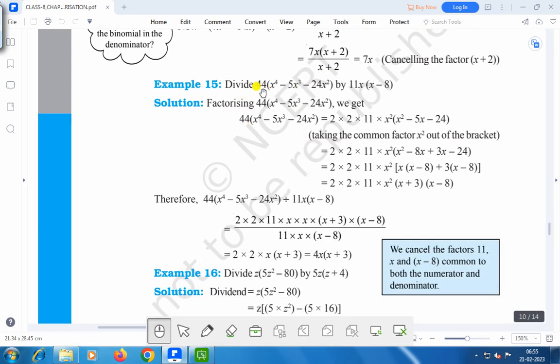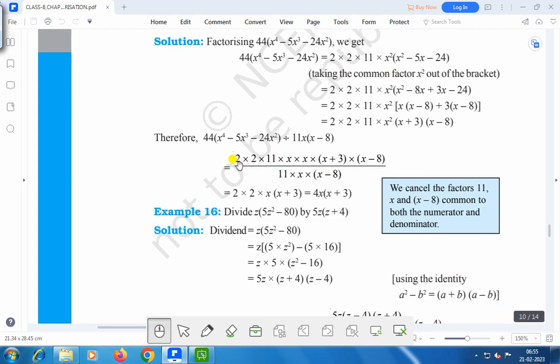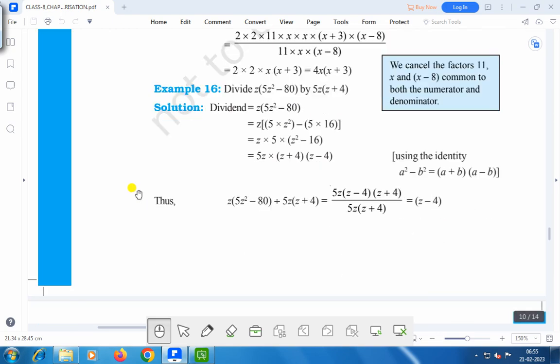The same way, 44x⁴ minus 5x³ minus 24x² divided by 11x into (x minus 8). We get 22 into 11 into x plus 3 into x minus 8, and 11x into x minus 8. Therefore, we get 22 into x plus 3, that is 4x into x plus 3.